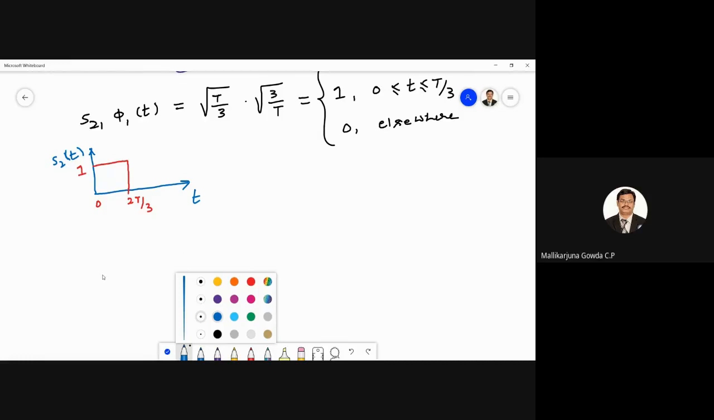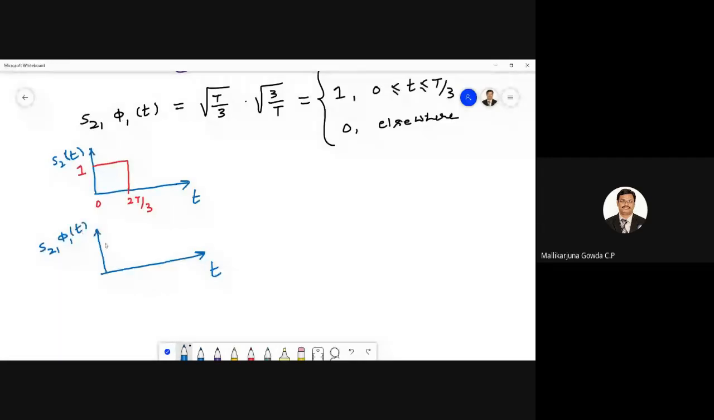So now let me draw S21 pi 1 of t. So this is what S21 pi 1 of t. So S21 pi 1 of t, what is its value? It is 1 over what interval? 0 to t by 3. Hope you're understanding what I am writing. So let me take a small interval, that is 0 to t by 3, right? It is 0 to t by 3, and its value is 1.